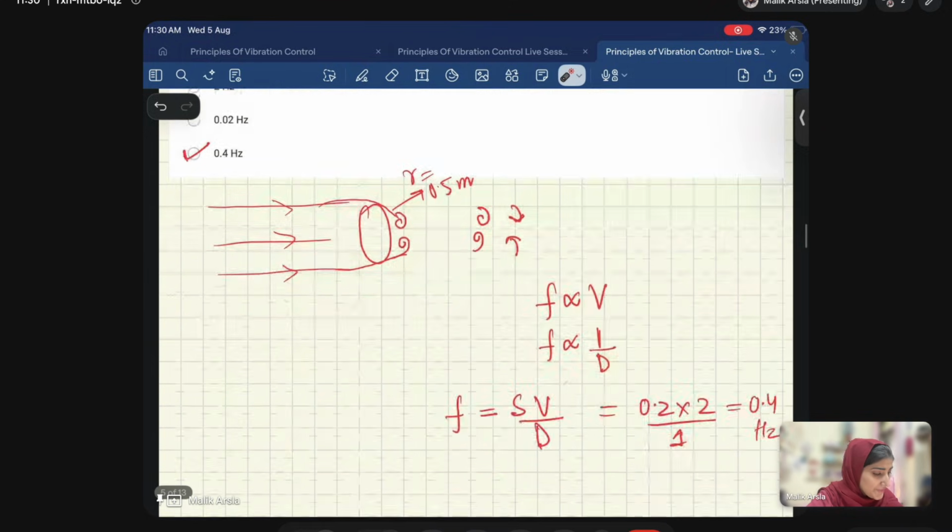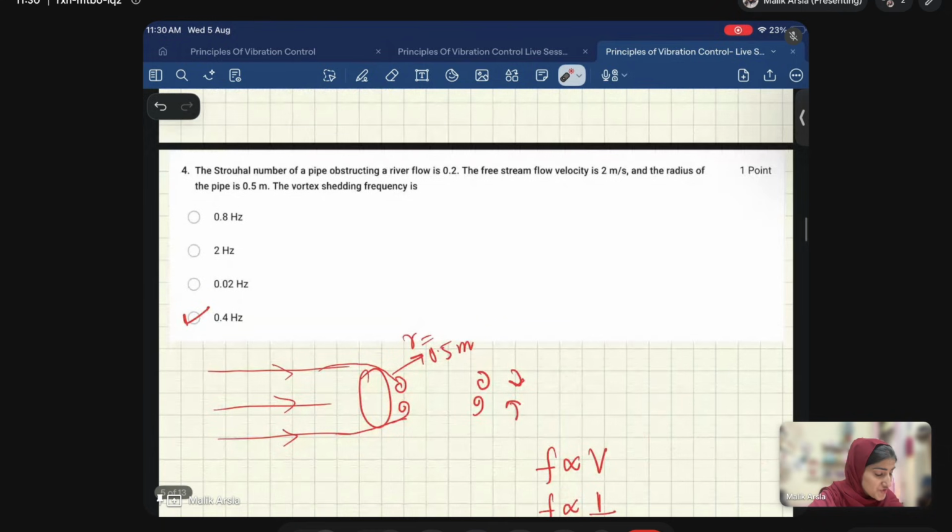Now moving to the next question. So here we have the Strouhal number of a pipe obstructing a river flow is 0.2. The free stream flow velocity is 2 meter per second, and the radius of the pipe is 0.5 meter. The vortex shedding frequency is.